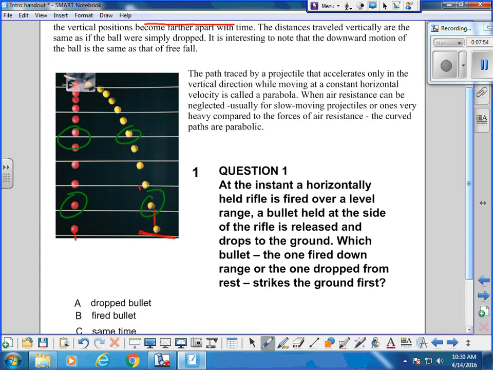Now that speed is speeding up. Is the red ball speeding up? Absolutely it is. You can tell the balls are getting farther apart each successive picture. Is the yellow ball speeding up as it falls down? Yup. At the same rate. What rate is that? Minus 9.8 meters per second squared. Right? So the horizontal components are the same. The vertical components are the same. Okay? It's interesting to note that the downward motion of the ball is the same as that of free fall.